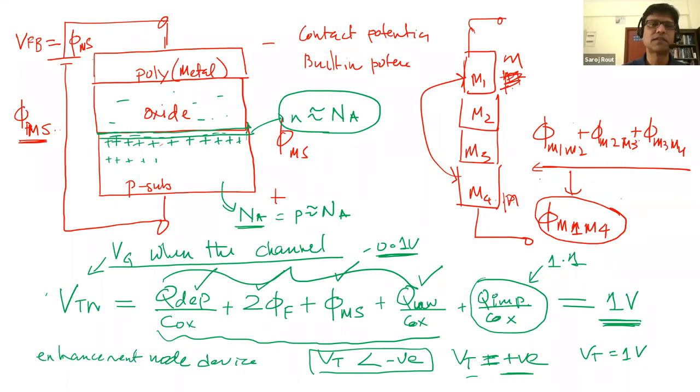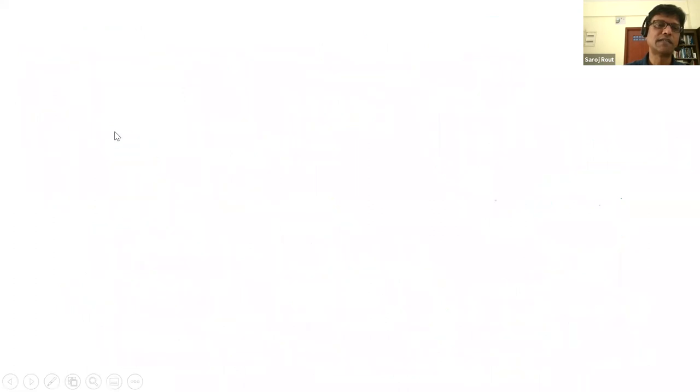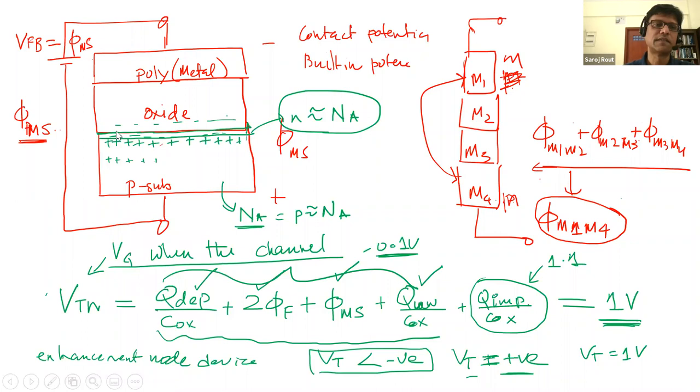So far, all the explanations I was doing assumed an ideal oxide, ideal poly, ideal P substrate, and all that. But during fabrication, some charges actually get into the oxide. Maybe some negative charges got into the oxide, or negative charges at the interface itself.